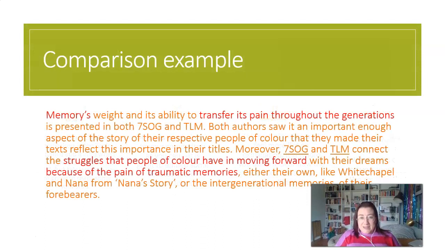All right, here's my comparison example. This would go after the second text discussion. So for me, I've gone topic sentence, evidence from 7 Stages of Grieving, explanation from 7 Stages of Grieving. Then I've gone segue sentence, evidence from A House on Fire, evidence from The Longest Memory, explanation from The Longest Memory. Now I'm doing my comparison of the two.